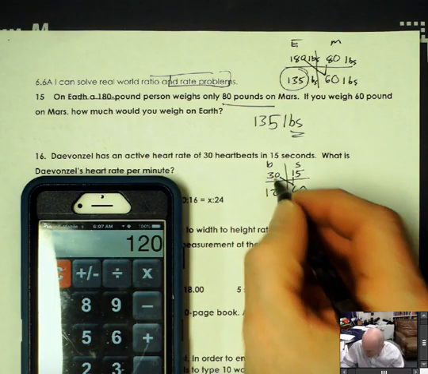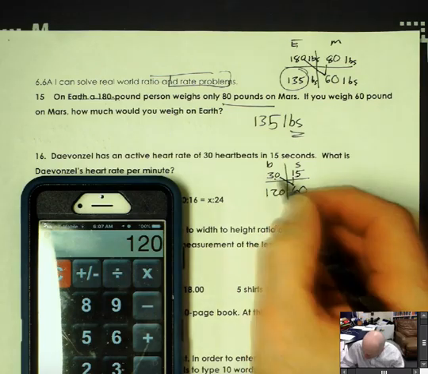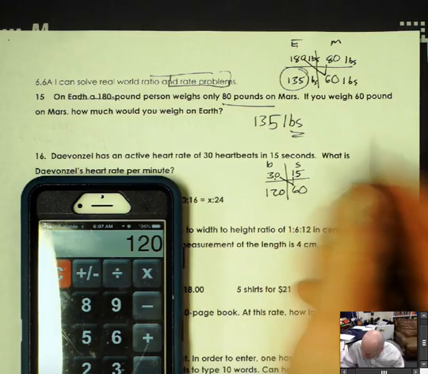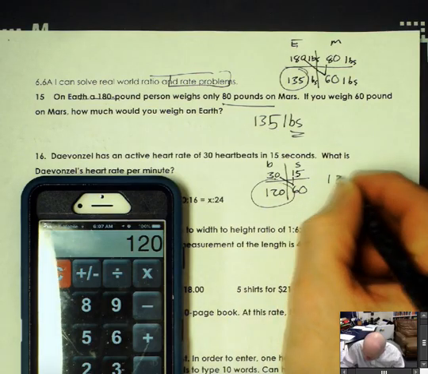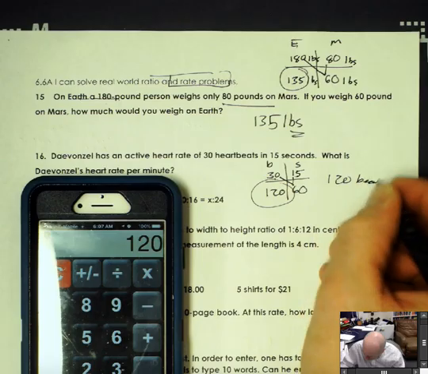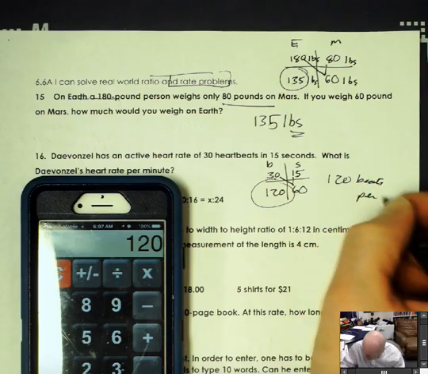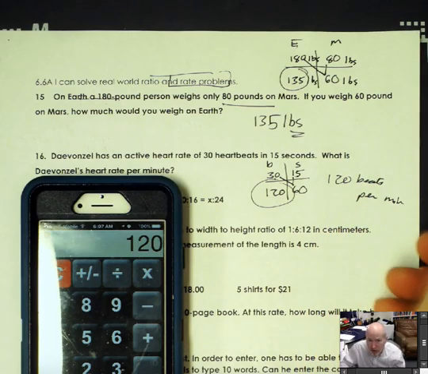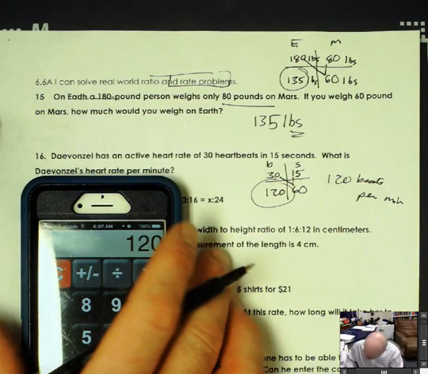This is a quarter of the minute, right? So a quarter of it would be 30. Half of it, he'd be 60. And so he has 120 beats. That's per minute. Per 60 seconds, it's the same thing, right? So your unit rate there is the minute.